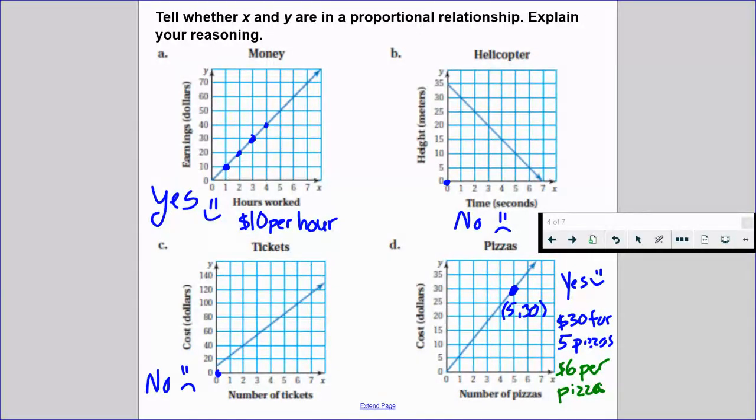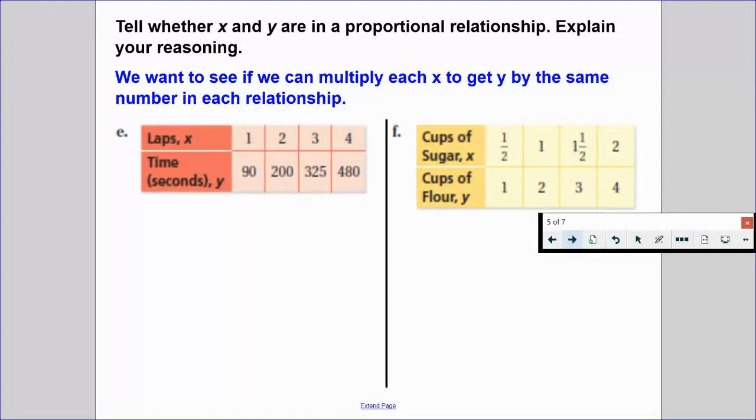Awesome. Great job. Let's talk about a table. Let's talk about two tables, actually. So our job here is to tell whether x and y are proportional and if they're in a proportional relationship. We have to be able to explain. Essentially, what we want to do here is see if we can multiply each x by the same number in each relationship to get y. Here is what I mean by that.